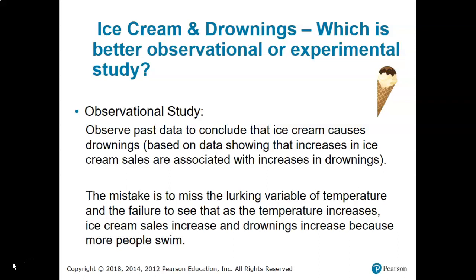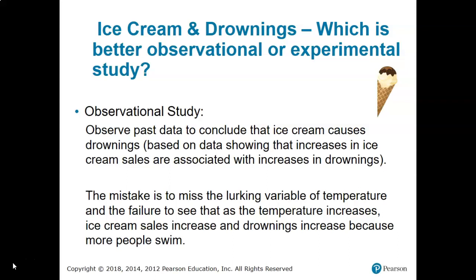Okay, on this example, we want to look at the correlation between ice cream and drownings and see which would be a better study, an observational or an experimental study here. So in our observational study, we're going to observe past data and we may think that ice cream causes drownings, because we see that as ice cream sales increase, the number of drownings increase. So when we look at that in a purely observational sense, it's going to cause us to miss a lurking variable, that being temperature or weather, that's going to actually cause both of these to be happening simultaneously.